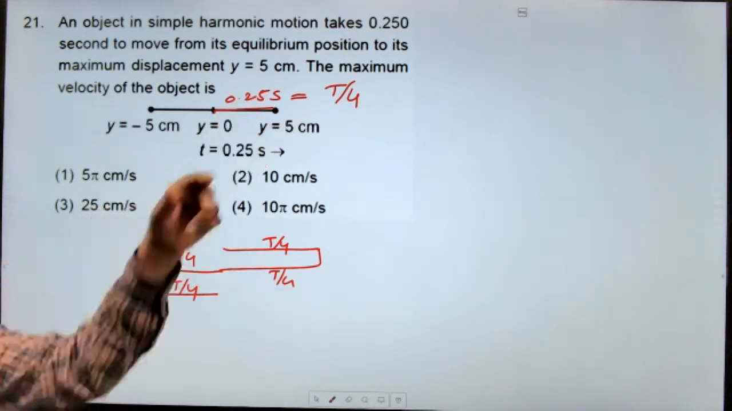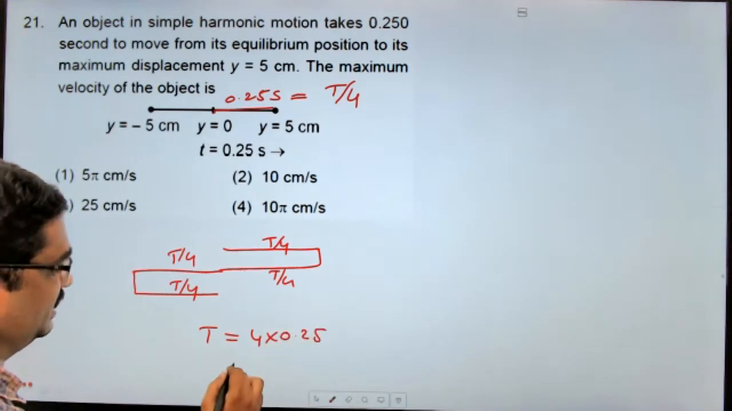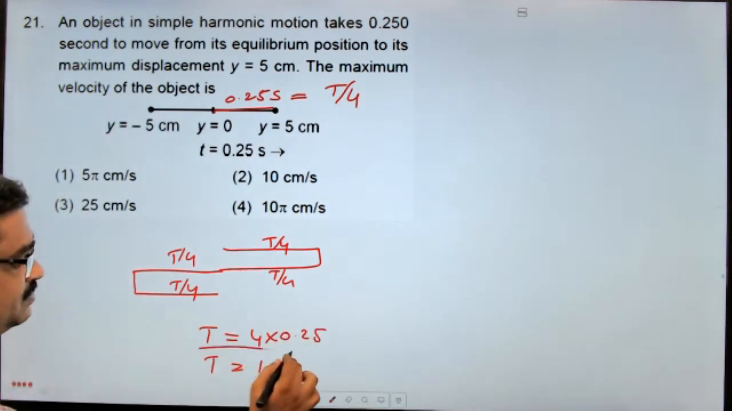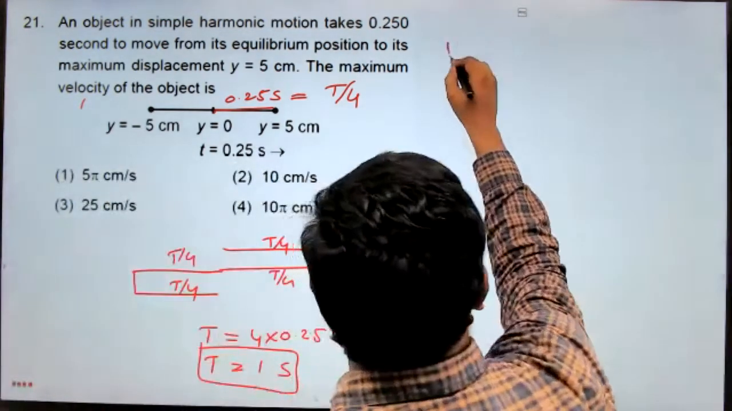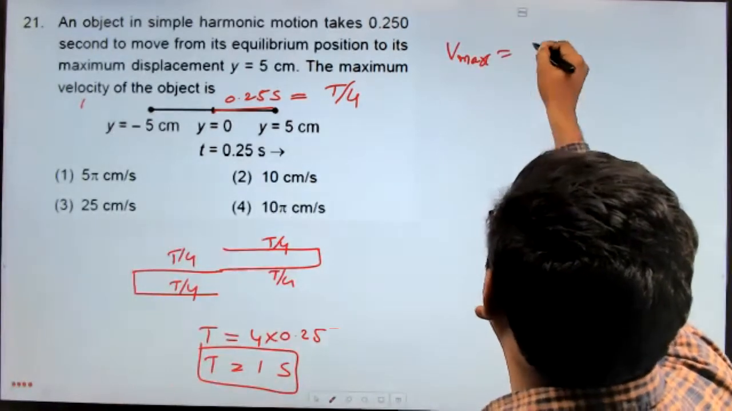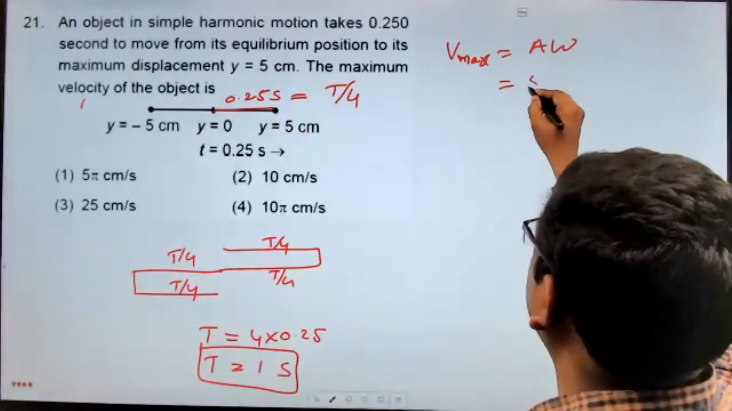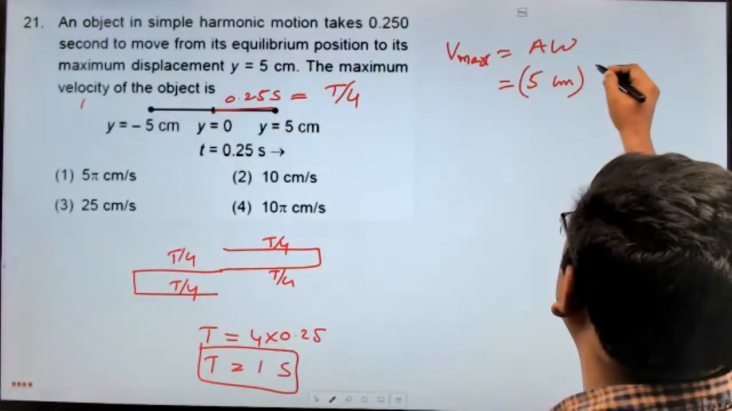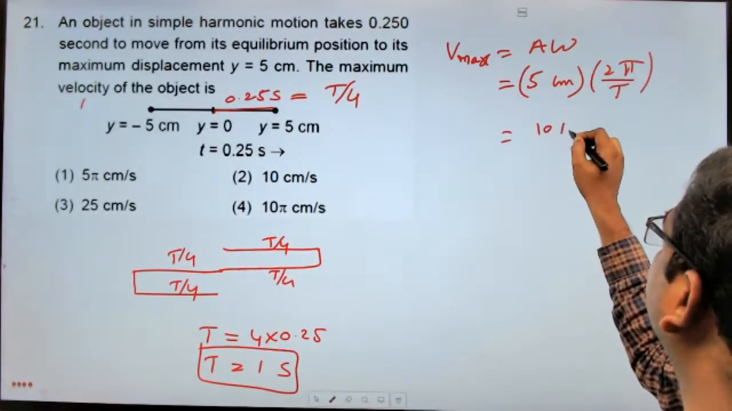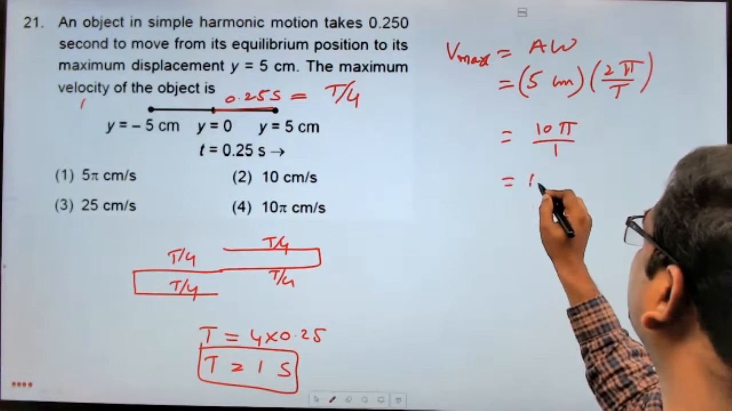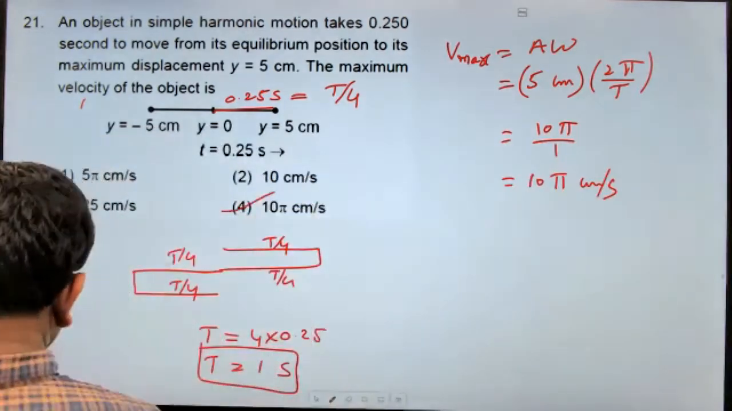Now, T by 4 is 0.25 seconds, then T equals 4 into 0.25, that equals 1 second. This is the time period. Now, what do we have to calculate? Maximum velocity, Vmax. The Vmax formula is Aω. What is the amplitude of the motion? 5 centimeter. Omega is 2π by T. Substituting the T value, that means 10π by 1, or 10π centimeter per second. Both options.